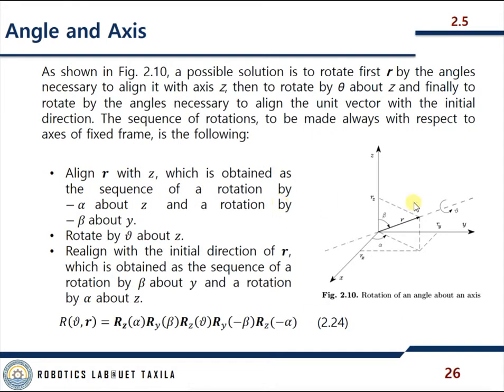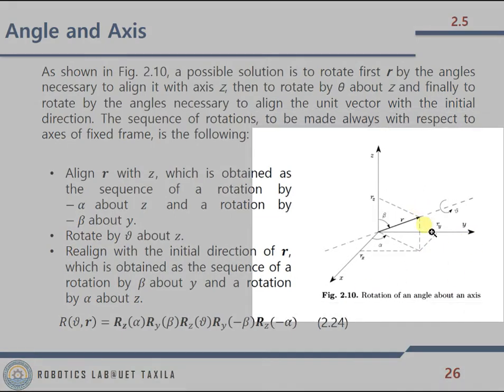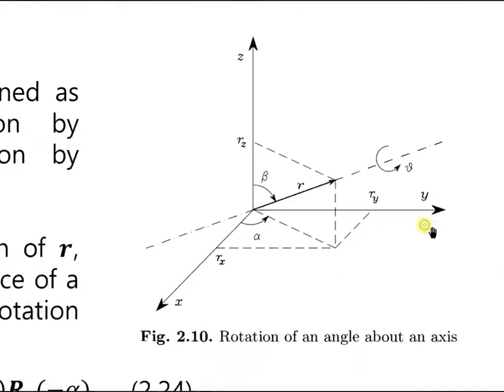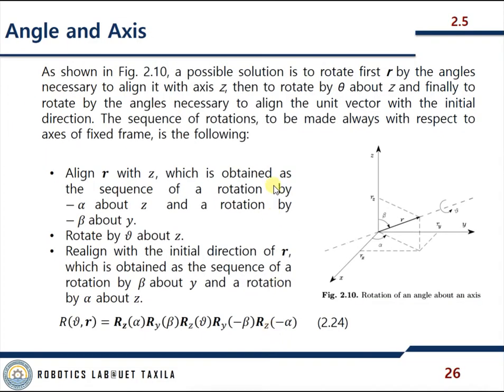As shown in this figure, you can see, let me zoom that for you. So this is our frame, and this is going to be the axis along which we want to make rotation. So how can we do that? We have formally Rx, Ry, and Rz, and we want to make rotation along this axis, not Rx, Ry, and Rz. So let's see how we do that.